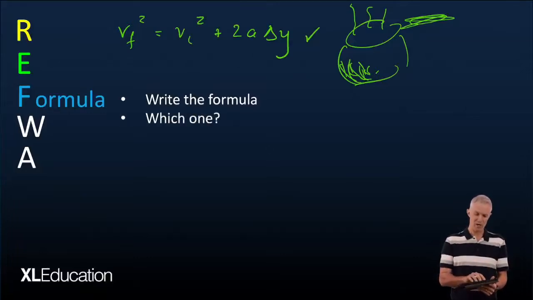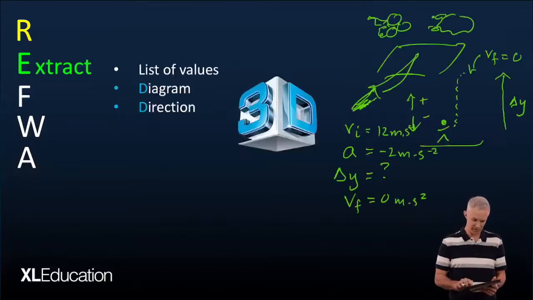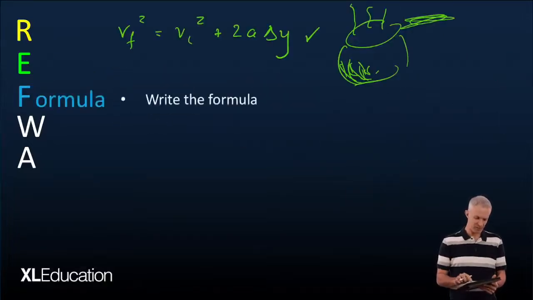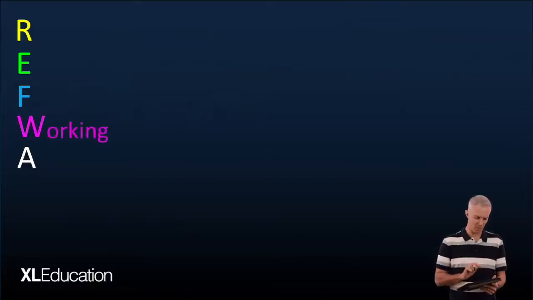Which one? Well, I knew that it was that one because on my list, I'd had those values. Let me see if I can rewind. There's my annotations. You see, VI, A, delta Y, and VF. If it's there in your list, just see how your list compares to the formula sheet and away you go. Right. So write the formula. That's worth a mark. Which one? Choose it correctly. Now we get into the W, the working.